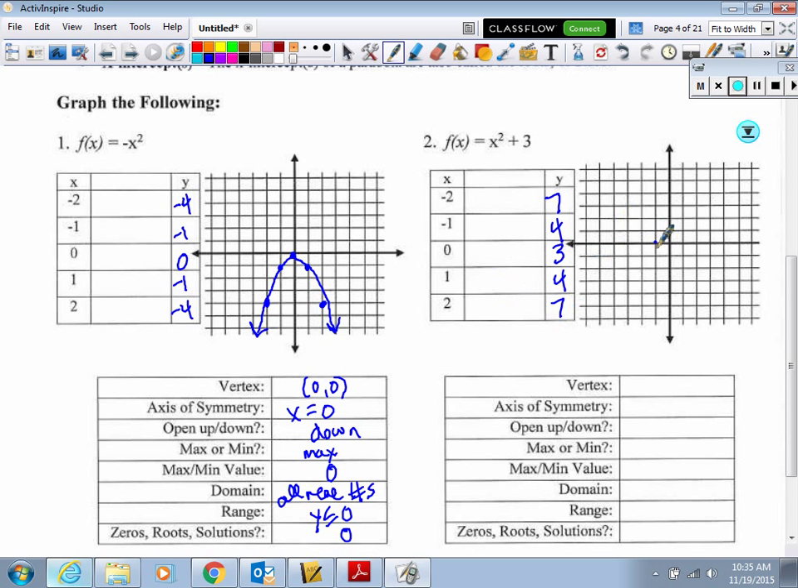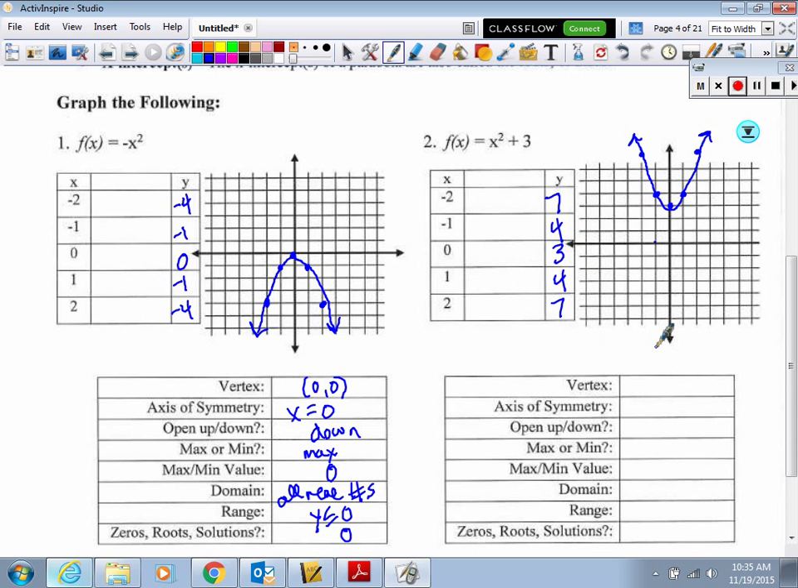So -2, 7. We're just going to do it here. And -1, 4. And 0, 3. And here. Okay, so notice our graph is shifted up. Okay, 3 from where it was.